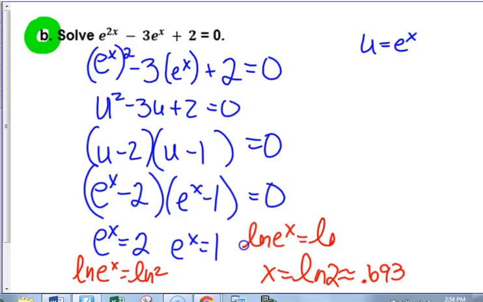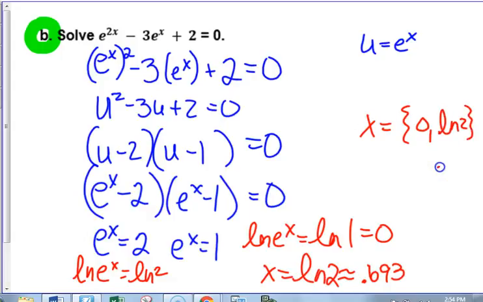This one, if we do the log of both sides, we'd have the natural log of e to the x equals the natural log of 1. Do not type on your calculator. E to what power is 1? 0. So this is 0. So our two answers for x are either 0 or, they wrote ln of 2, I think, or it's 0.693. Okay? We're going to do another one of those that isn't done for you in a minute.